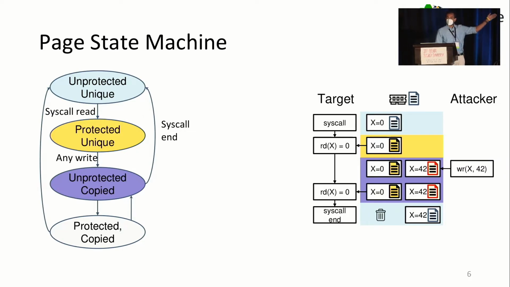Now the syscall started, and on the first touch, like I already said, we need to create the golden copy, the snapshot. This is when the page becomes protected and unique. On the first touch, we make sure that the page is read-only, which means that no other concurrent thread, whether it's user space or kernel, can modify this without setting off a page fault.